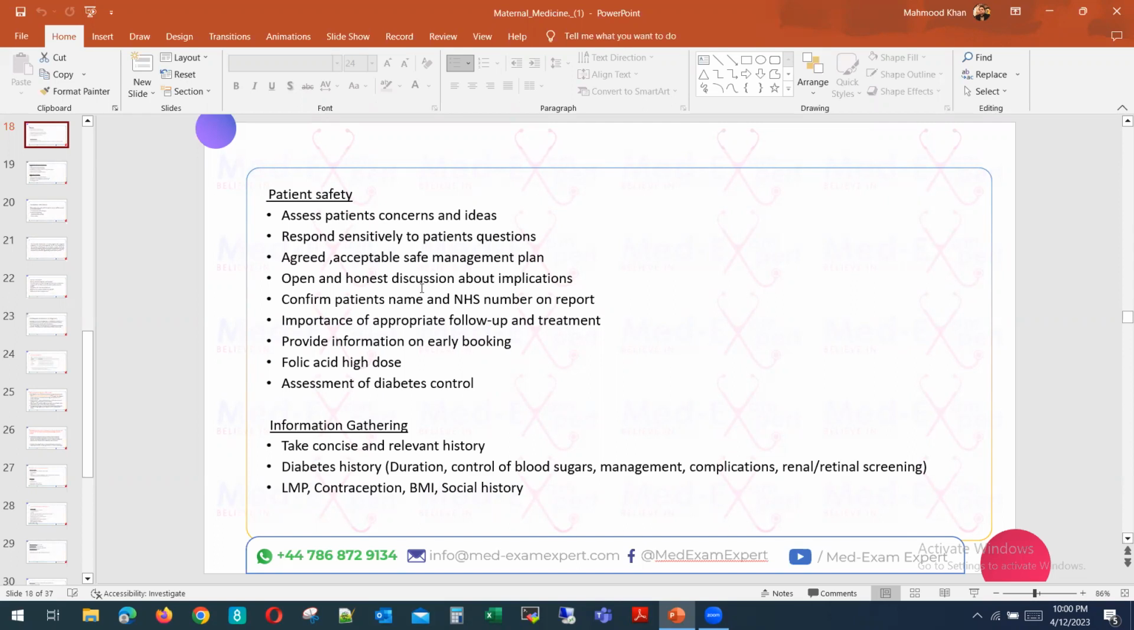No. So if the patient is non-diabetic, it should be greater than 5 kg. Then you will go for cesarean section. And for diabetes, if it is more than 4.5 kg, then you will go for a cesarean section. Otherwise, you will induce.